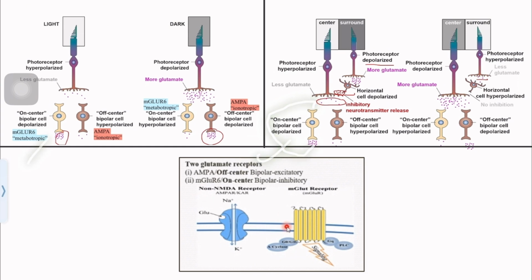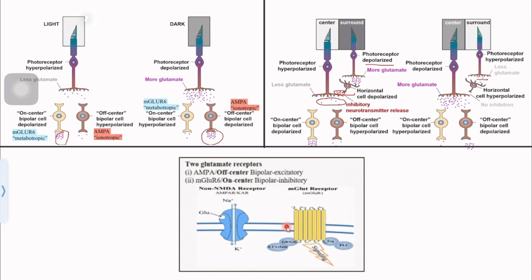Now when the surround has light, the photoreceptor will be hyperpolarized, there will be less glutamate between the photoreceptor and the horizontal cell, so there will be less excitation of the horizontal cell, the inhibitory cell, it will be hyperpolarized, and there will be no GABA release, so there will be less or no inhibition at the photoreceptor, which is at the center, and there will be more glutamate release, causing the depolarization of the off-center cell.